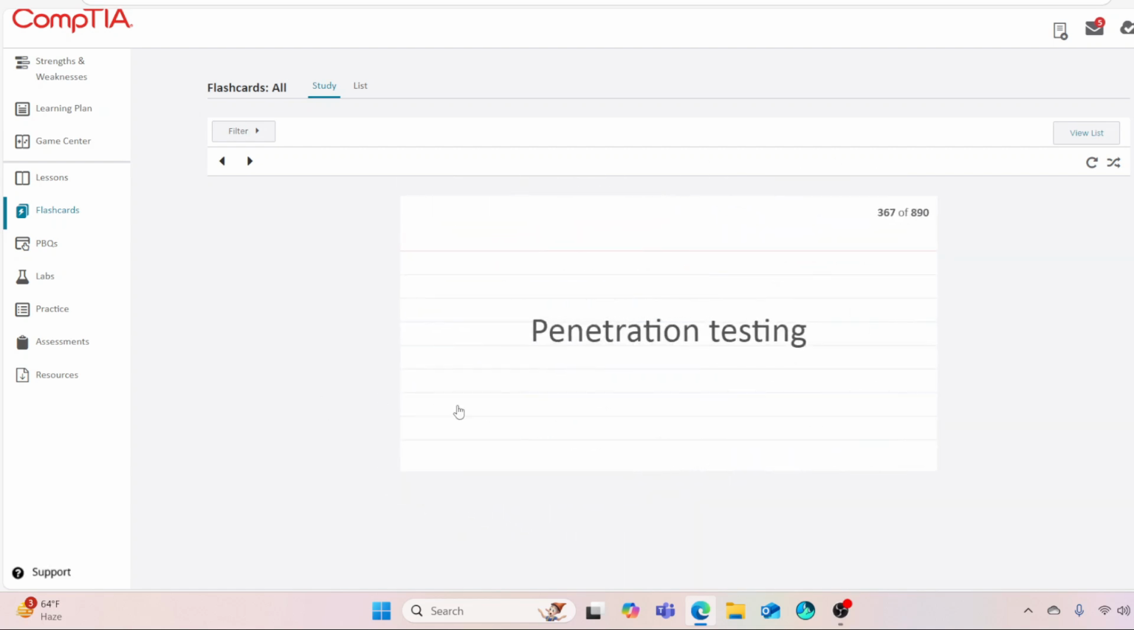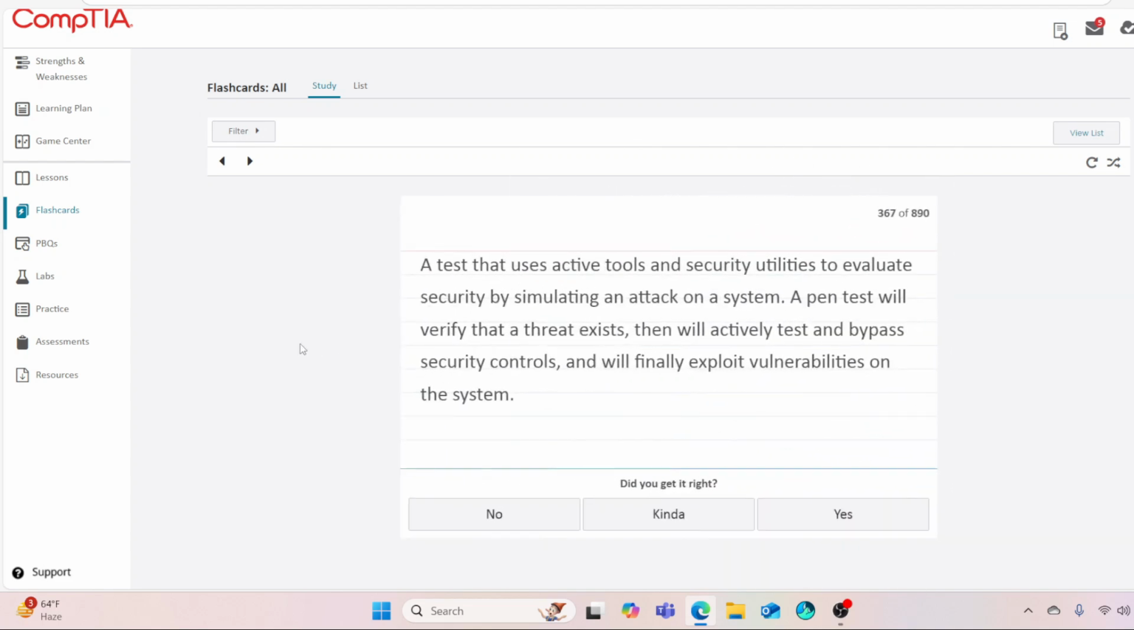Penetration testing. A test that uses active tools and security utilities to evaluate security by simulating an attack on a system. A pen test will verify that a threat exists, then will actively test and bypass security controls and will finally exploit vulnerabilities on the system.